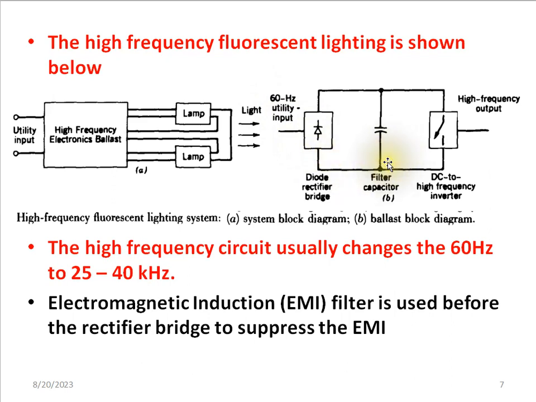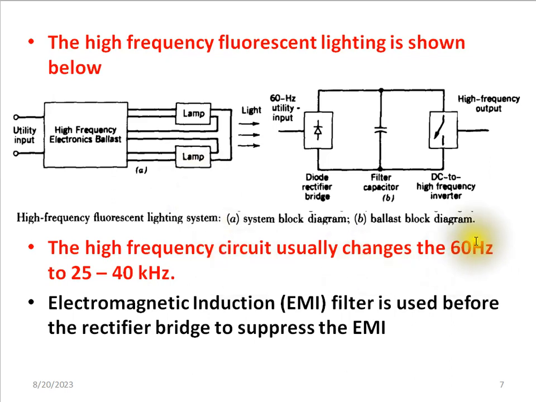We use a capacitor in order to filter the ripples, while the DC now is delivered to an inverter, a high frequency DC to AC inverter to a very high frequency, and it is this high frequency that will now be connected to these lamps, so that the high frequency supply will increase the efficiency by 20 to 30%.